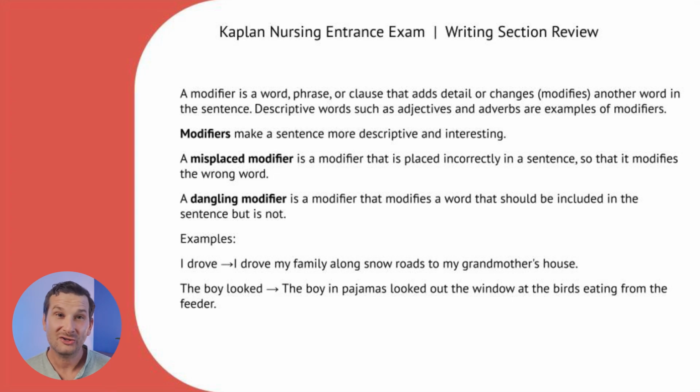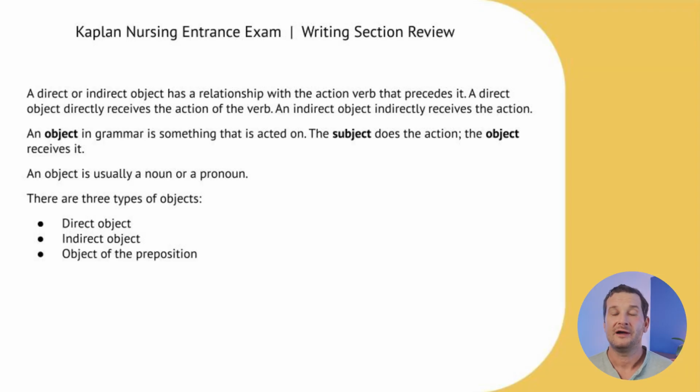Now, modifiers, direct objects, and indirect objects are something that you'll see questions on. So let's go ahead and talk about that a little bit. Modifiers make a sentence more descriptive and interesting. Objects are nouns or pronouns, and there's three types of objects. There's a direct object, an indirect object, and an object of the preposition.